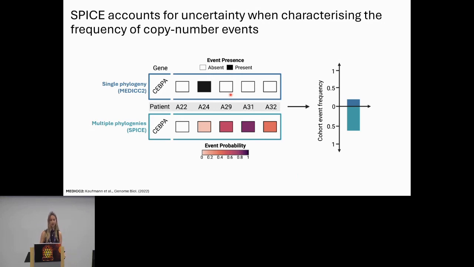Whereas existing methods that enumerate just a single phylogeny could only identify an event as being either absent or present in different patients, as we can see here, where the event is present in only a single patient. When we use SPICE and look at the probability of the events, we can see that there's actually a probability that this event occurred in multiple patients. And this is useful if we want to look at the frequency of events across the cohort and aggregate our patients together, because we can incorporate this information to get a more accurate idea of how frequent this event occurs.